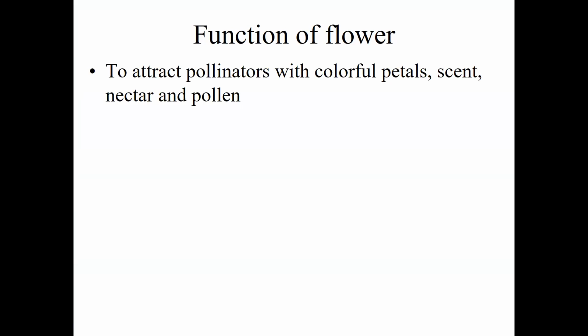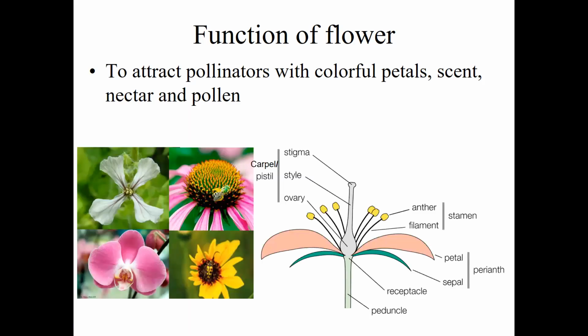The function of flowers in the natural ecosystem. The function of flowers as a botanist sees it: flowers are the attracting sex organ for the pollinators. They use different colorful petals, scent, nectar, and pollen to advertise themselves and attract the pollinators. So a flower has different organs, for example, sepal, petal, anther or stamen, and stigma, style, or ovary.